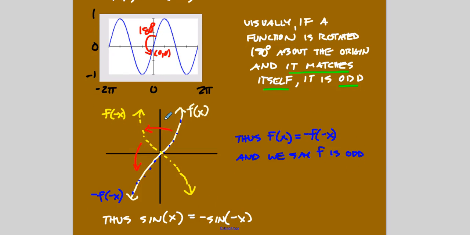So sine, which is the graph here, this is sine of x. You can see if I rotate sine 180 degrees like a propeller, it will in fact match itself. You can see that right here, and that actually goes true for the whole thing. So again, if you rotate this 180 degrees, it's going to exactly match itself. Thus sine x equals negative sine of negative x, and we will need that in this proof.